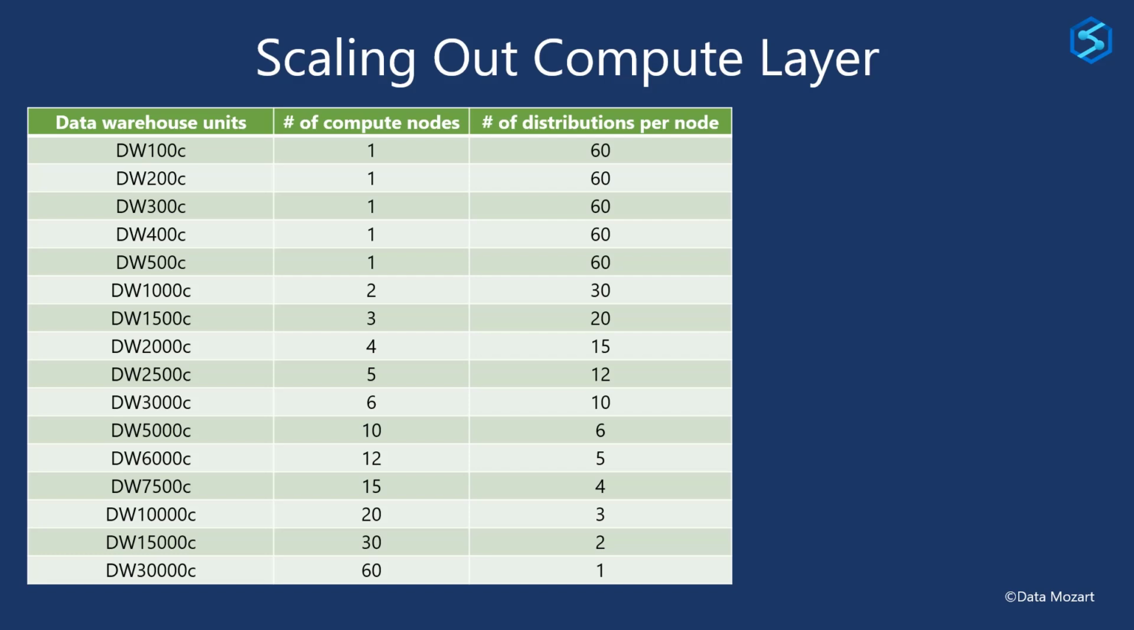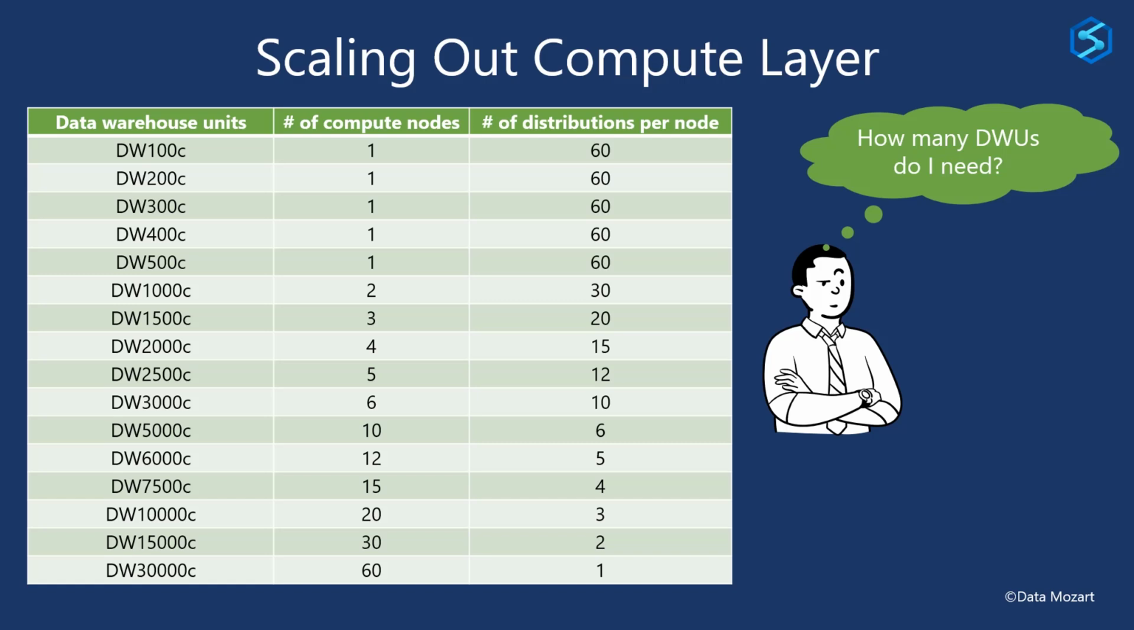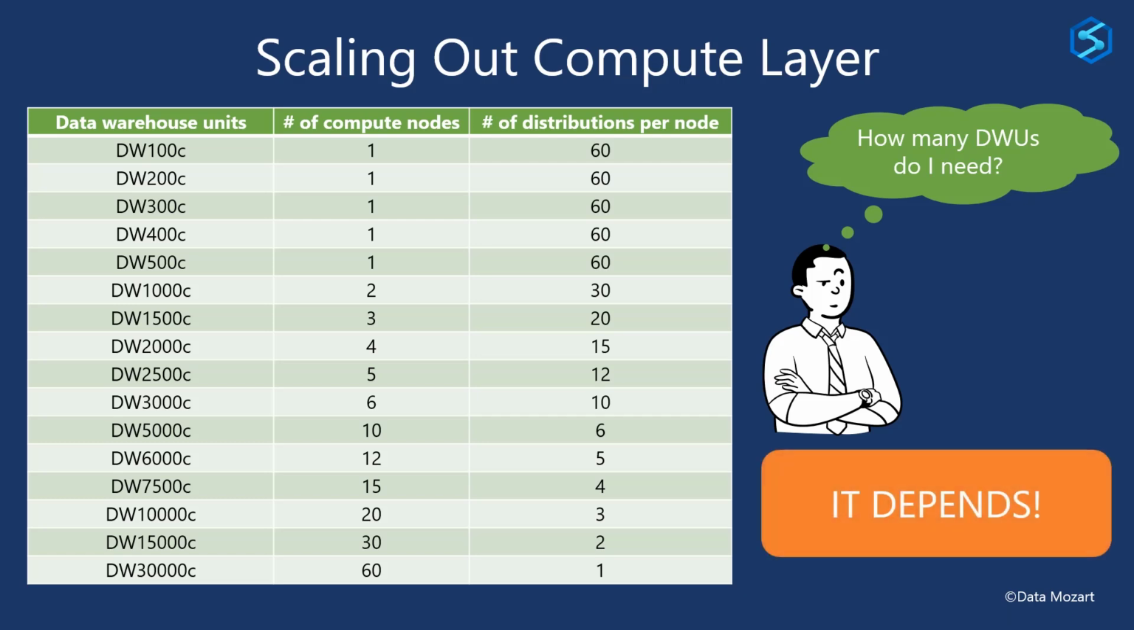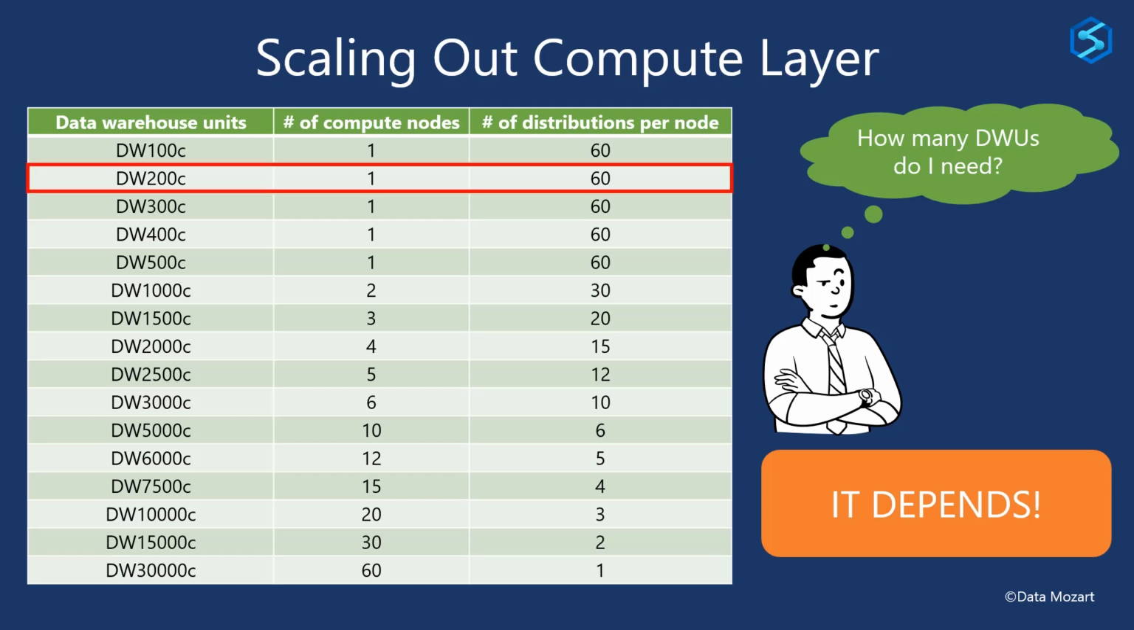As you may assume, the more compute nodes you have available, the higher performance you should achieve. Now, the fair question would be, how many data warehouse units do I need? And I'll immediately give you a very straightforward answer. It depends. The recommended practice is to start with a smaller configuration, for example DW200, and then, based on the insights obtained from monitoring your workloads, define if and when to increase the number of data warehouse units.